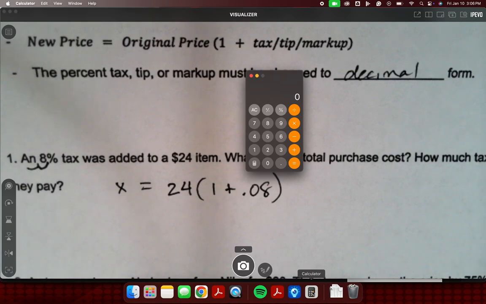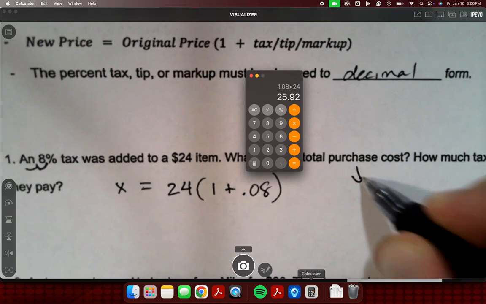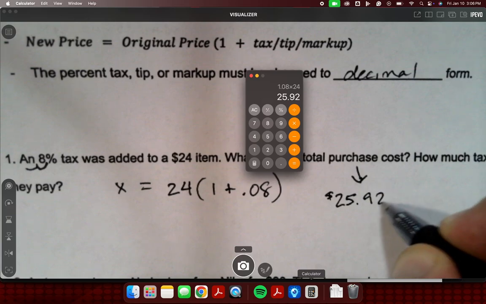So I'd recommend doing what's in parentheses first. Just think of it like the order of operations. Do what's in parentheses first. Do 1 plus 0.08. Hit enter. Then multiply that by 24. So their total purchase cost with the tax was $25.92.